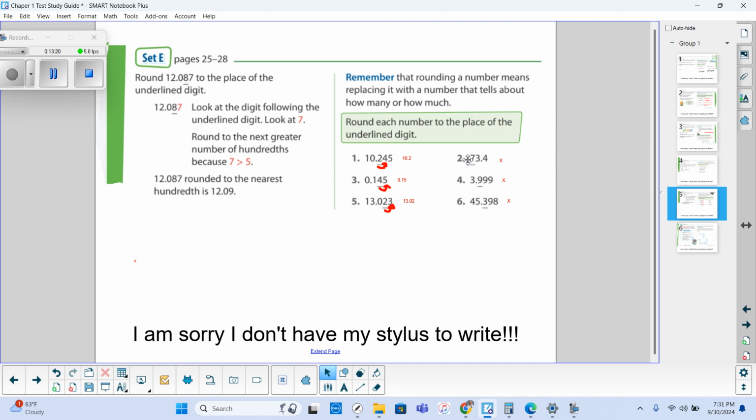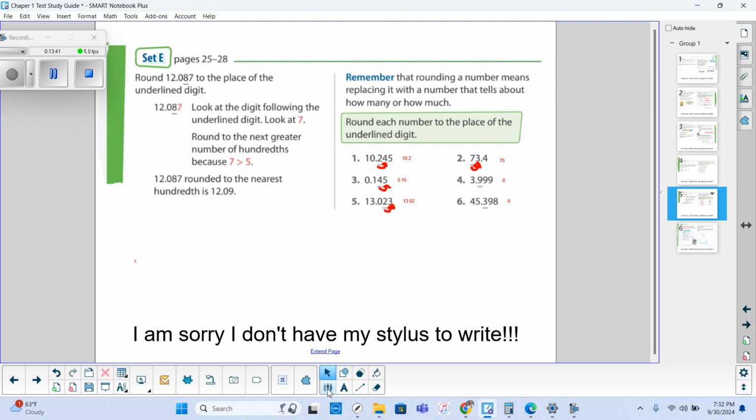Here, the place value we are looking to round is in the tens place, so this is a 3 afterwards, so 73 rounded to the tens place would just be, would it go up to 80 or stay 70? Well, it would stay a 70.